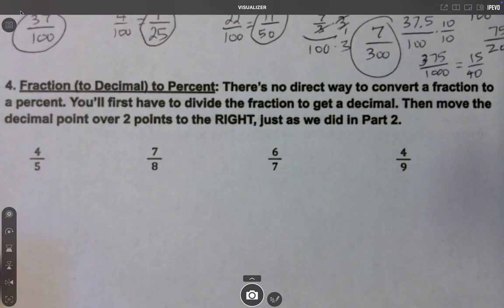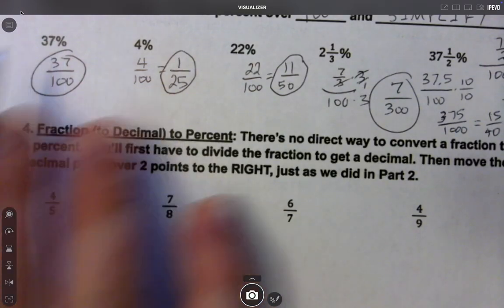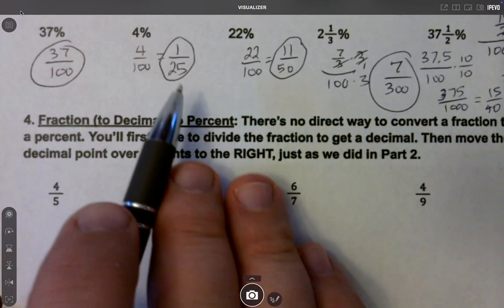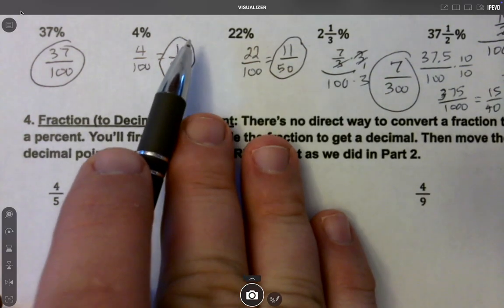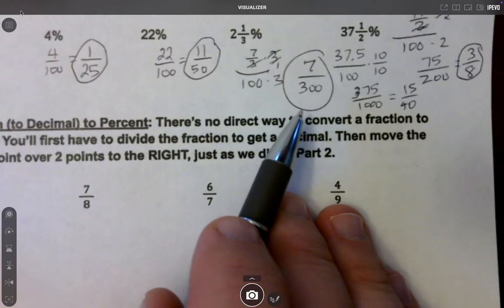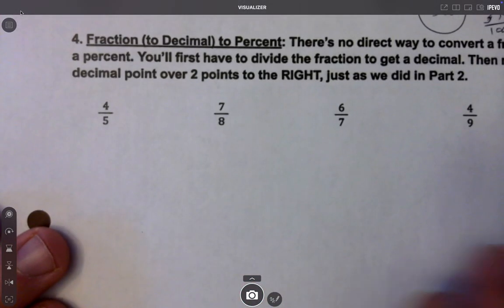Okay, last section. Fraction to a decimal to a percent. So unfortunately, there's no direct way to convert a fraction to a percent unless it's over 100, and then it's easy, like 37 over 100 is 37%. And sometimes, like this one, it wouldn't be hard to change it to 100. You can multiply top and bottom by 4 to get back to this step. But it'd be a little messier with these to try to do that.